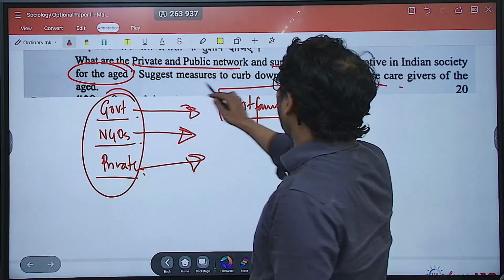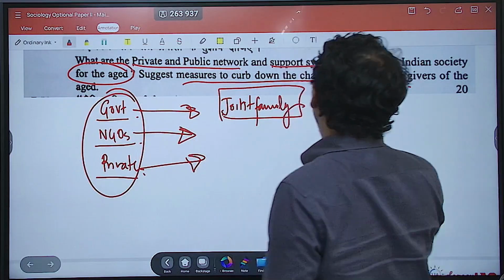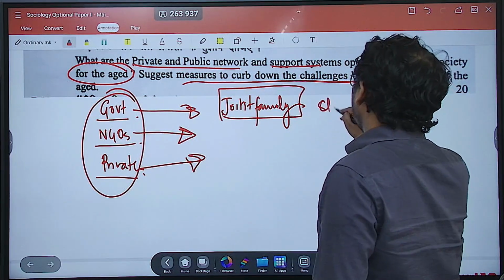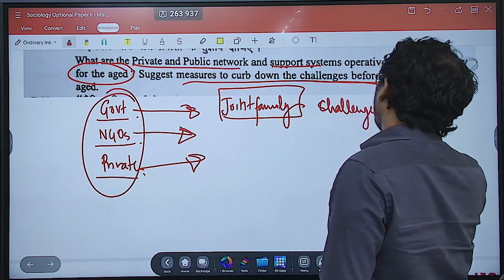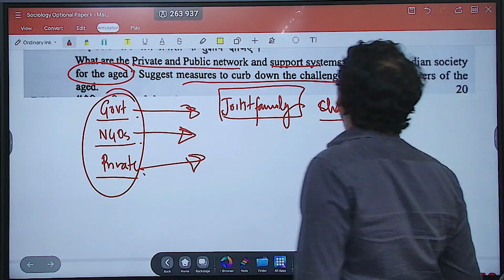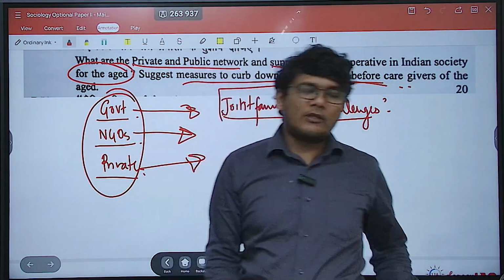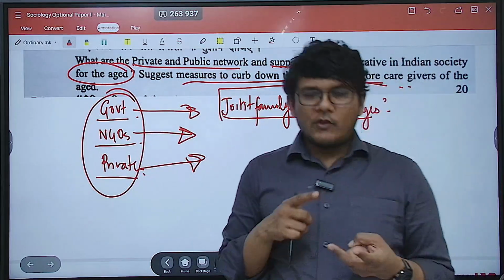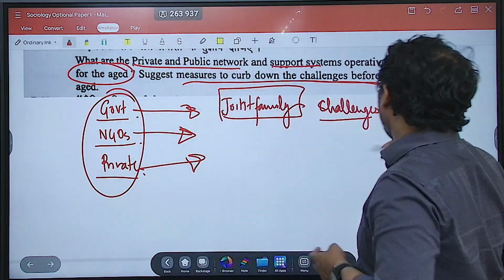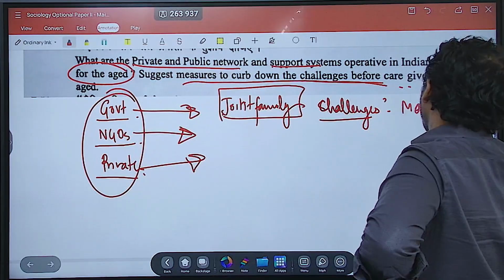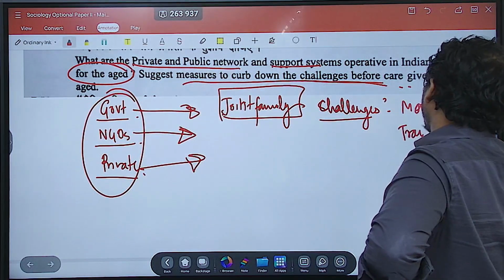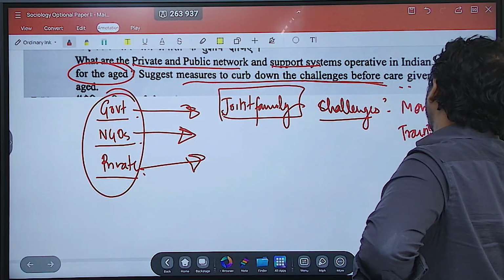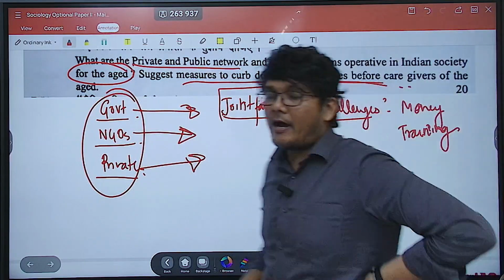Now, suggest measures to curb down the challenges before caregivers. So first, mention the challenges that are existing, the challenges existing before the caregivers of the aged. So the money is very less. The training is not there. So money is less. Inadequate training is there. It is a highly sensitive job.